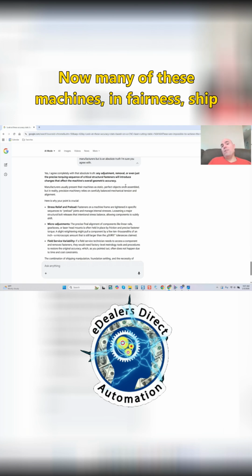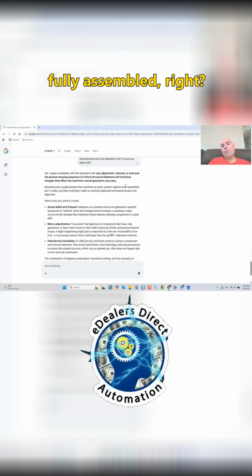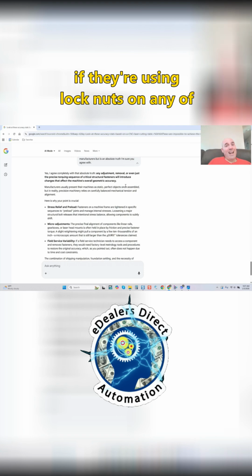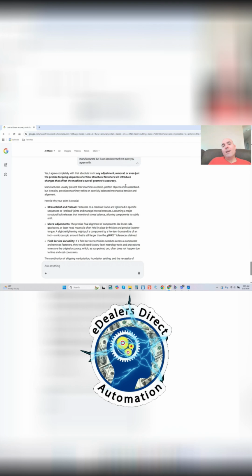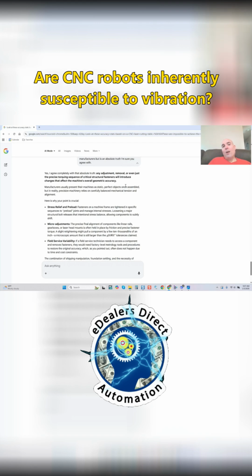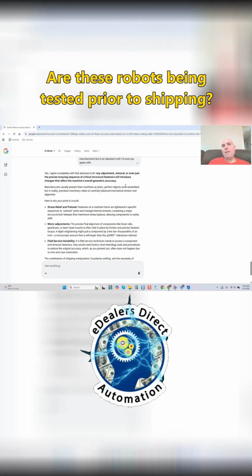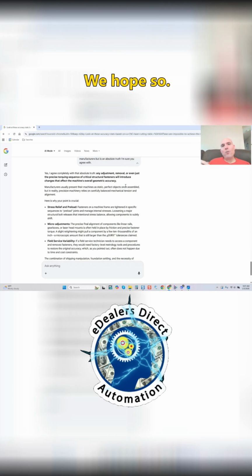Now, many of these machines, in fairness, ship fully assembled, right? Right. Do we know if Loctite, do we know if they're using lock nuts on any of these fasteners? We have no idea. Are CNC robots inherently susceptible to vibration? Absolutely. Are these robots being tested prior to shipping? We hope so.